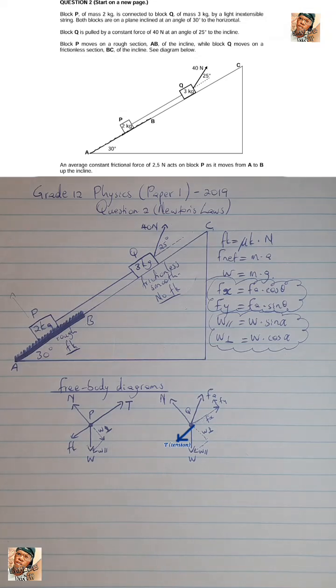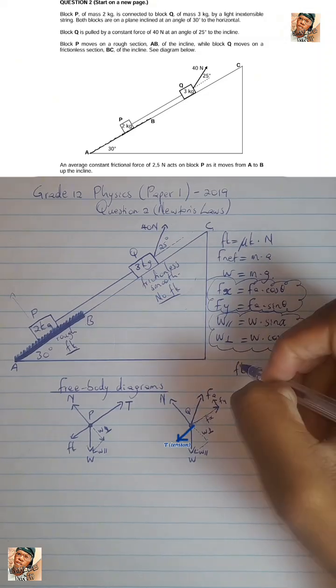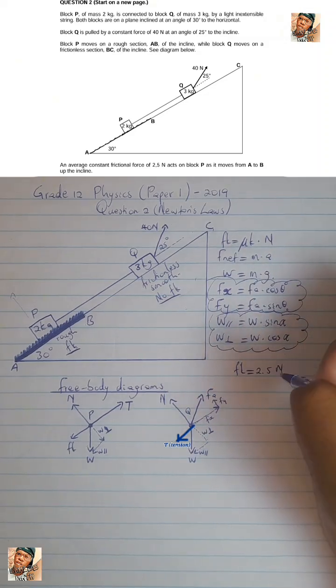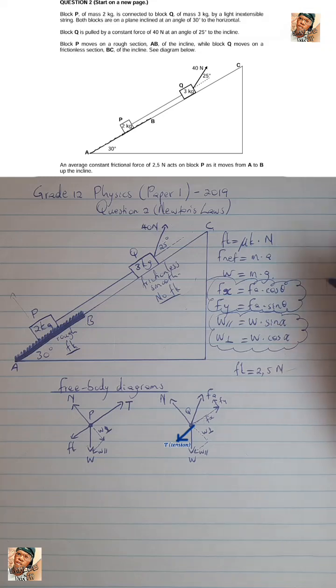So we have actually done the full analysis by this. Now let us get into the questions. But remember that you also need to note the values that have already been given. They've told us that the frictional force experienced by block P is 2.5 newtons. So we have to be aware of that, as we might actually need to substitute it there.